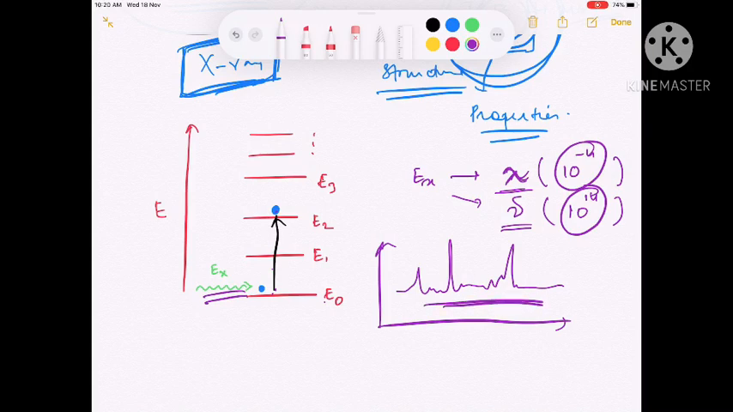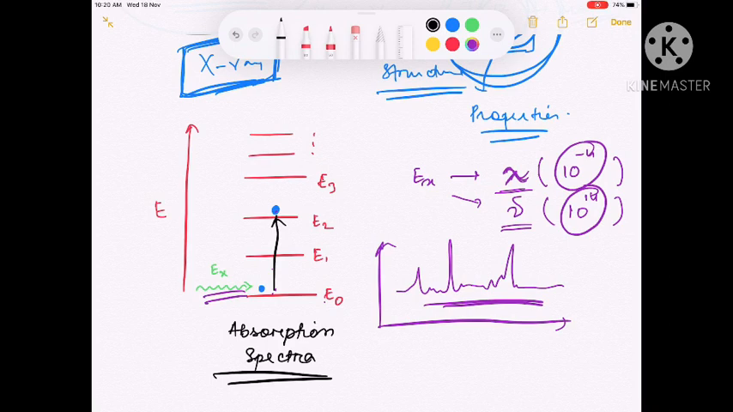This spectra results from the absorption of energy, because we are giving energy, the electron is taking the energy and jumping to the higher energy level. So this spectra will be called the absorption spectra. Okay, this is one type of spectroscopy, called absorption spectra.